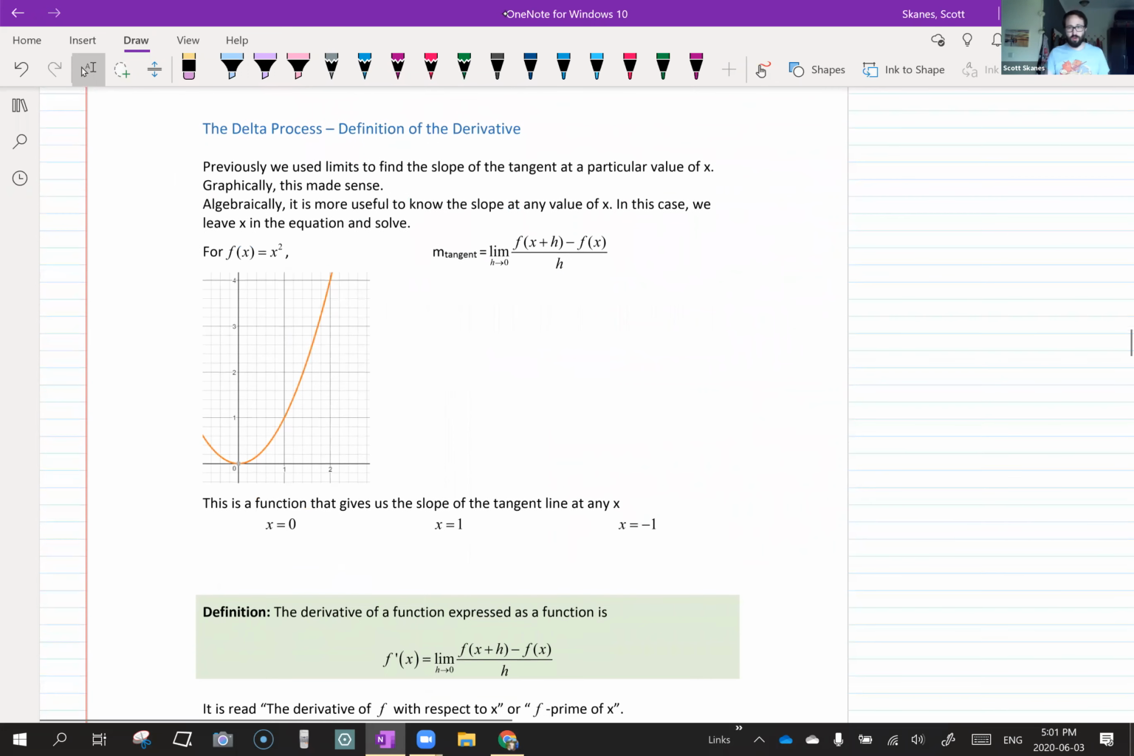So I'm going to just do one more example because I want you to go away feeling confident with this so you can see what the big ideas are. So let me finish off. I'll be done in maybe 10 minutes or less. It says, previously we used limits to find the slope of the tangent. Graphically, it made sense. Algebraically, it's more useful to know the slope at any value of x. And the way we're going to do that is the delta process.